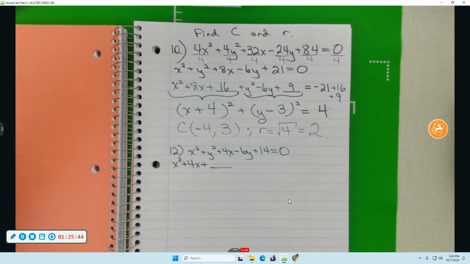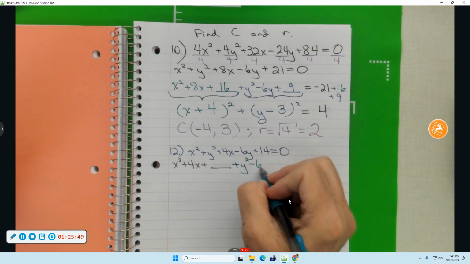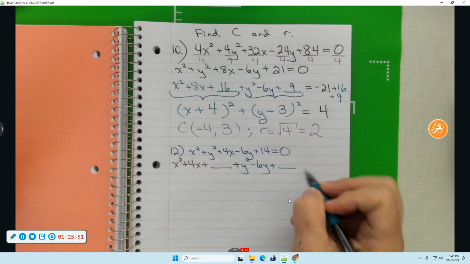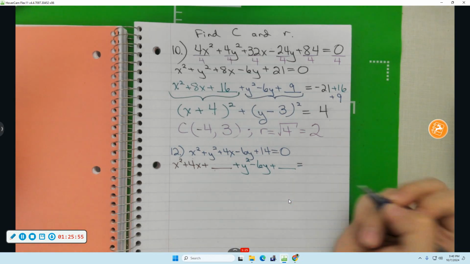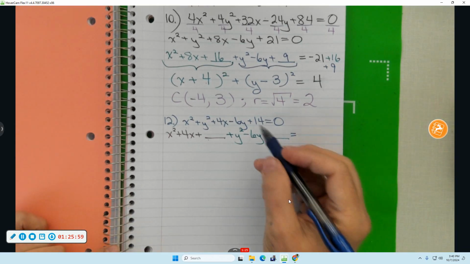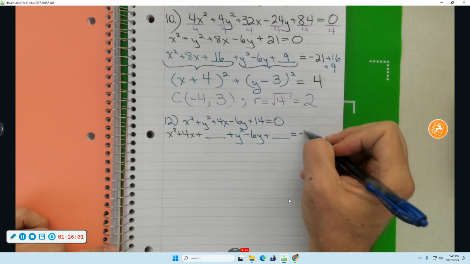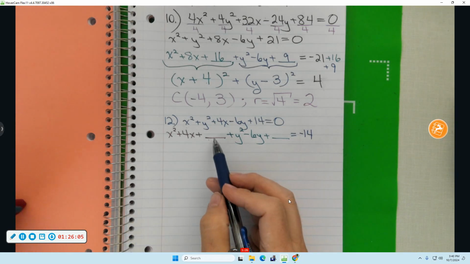And then the y terms together. That's a y squared minus 6y plus, skip some space. What number will I have on the right-hand side? Negative 14. Pick that 14 up and move it over. What number is going to go beside x squared plus 4x?